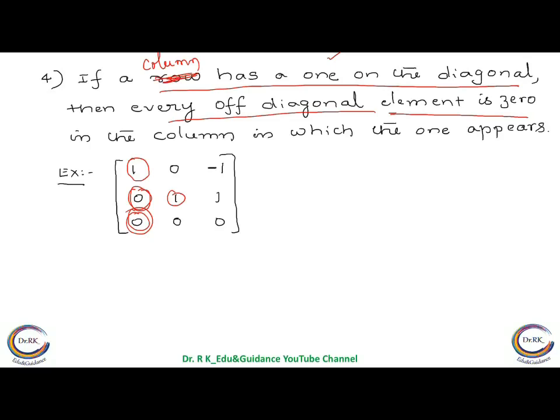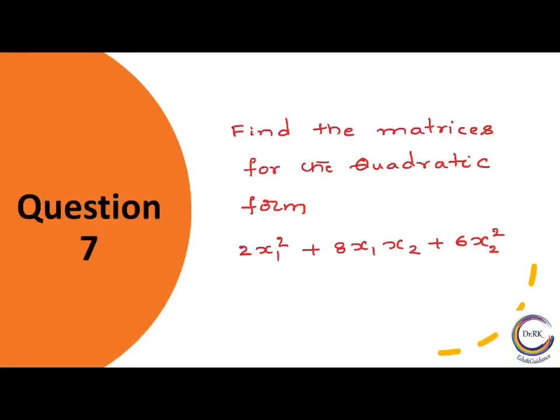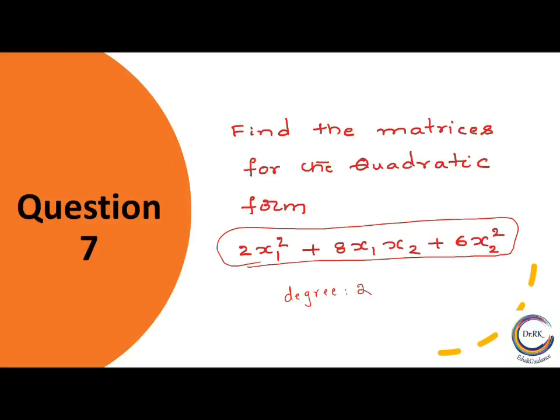So the next question is: find the matrix of the quadratic form 2x1 square plus 8x1x2 plus 6x2 square. This is the quadratic form. An expression which is homogeneous of degree 2 is called a quadratic form. Here, if you see, this order is 2, this order is 2, this order is 2 and homogeneous, therefore this is called a quadratic form.